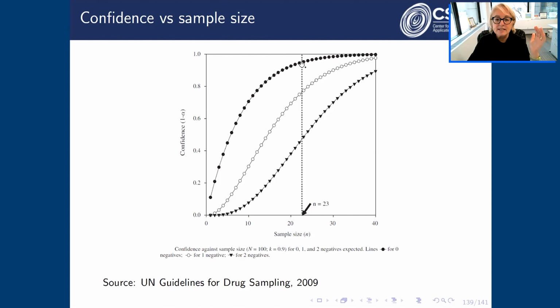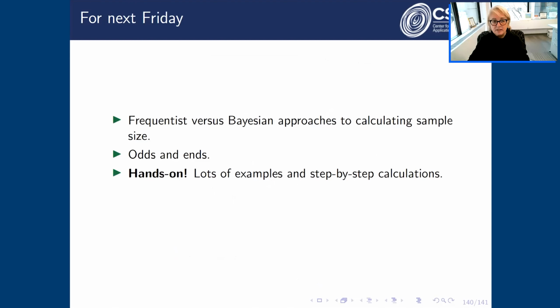And so this is the 95% point. If I get 1 negative in my sample of size 23, my confidence level goes down to about 78% that there are at least 90% positives in the population. And if I get 2 negatives in my sample of size 23, my confidence level is less than 50% that there are at least 90% positives in the population. So the confidence level changes a lot in that particular situation.